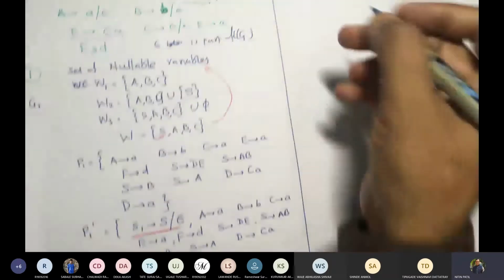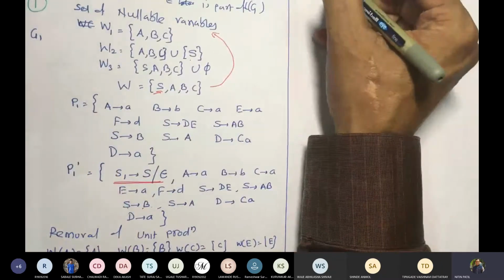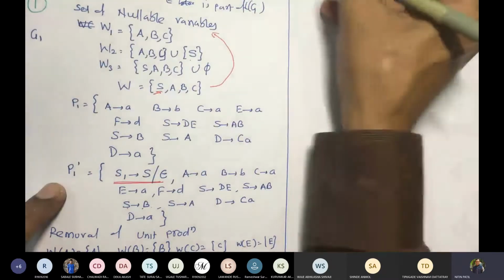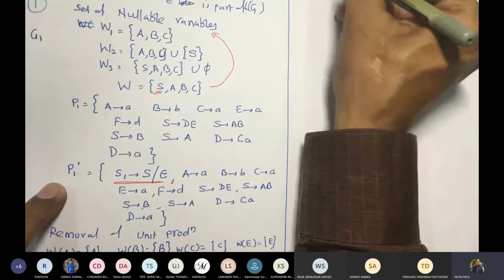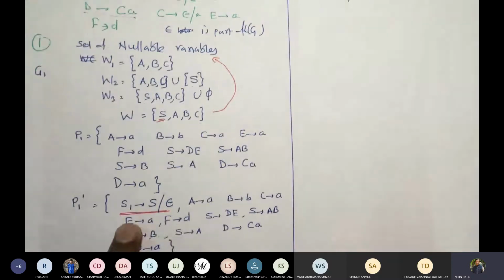So I will keep moving it. I will concentrate on this grammar, by the way. We have to construct, see P1 dash is there, we will construct P2, production set P2. So I will simply move it. Let us concentrate on this grammar.